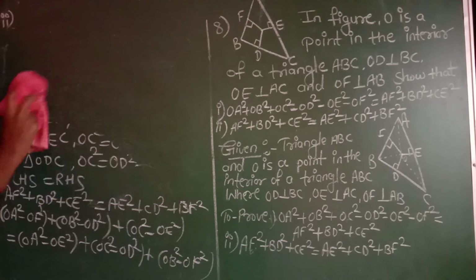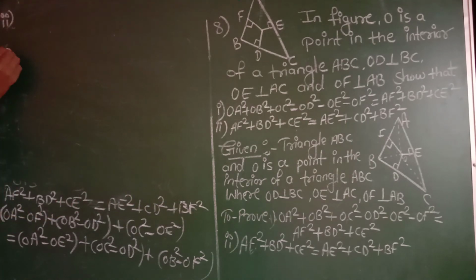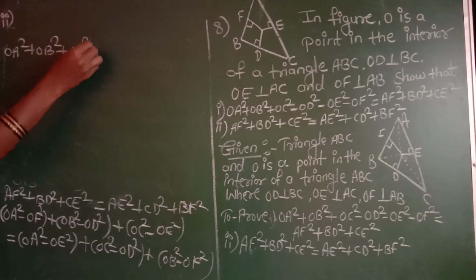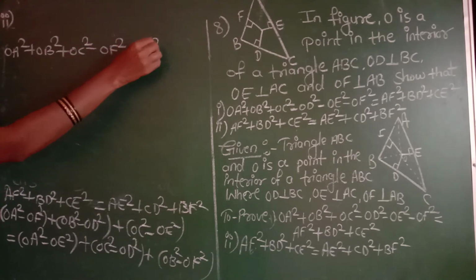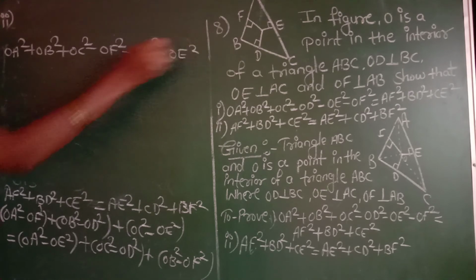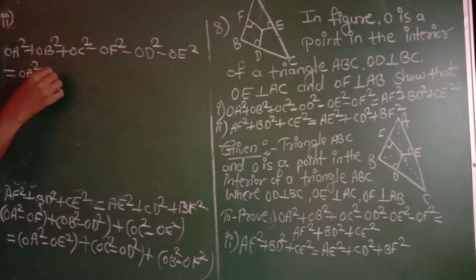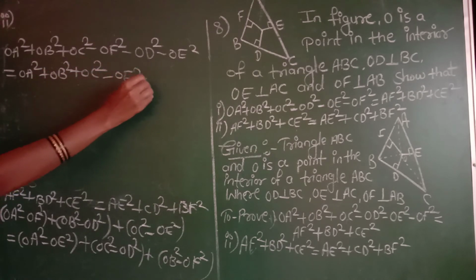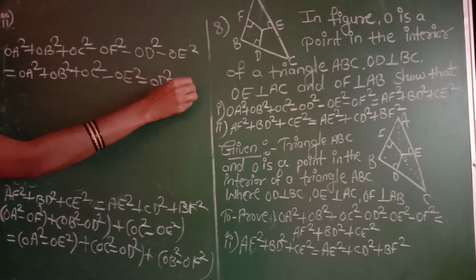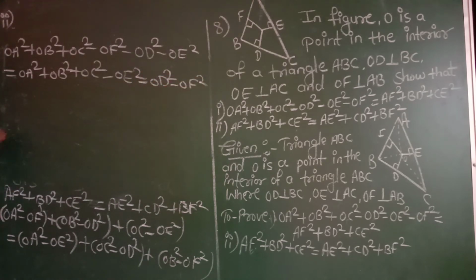After this, we can write OA square plus OB square plus OC square minus OF square minus OD square minus OE square is equal to OA square plus OB square plus OC square minus OE square minus OD square minus OF square. So LHS is equal to RHS. Hence proved.